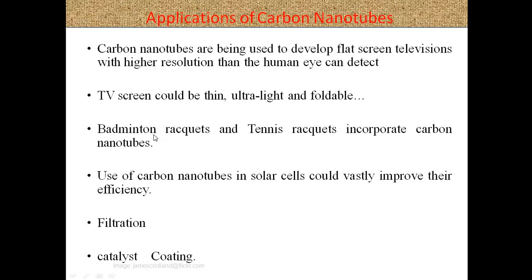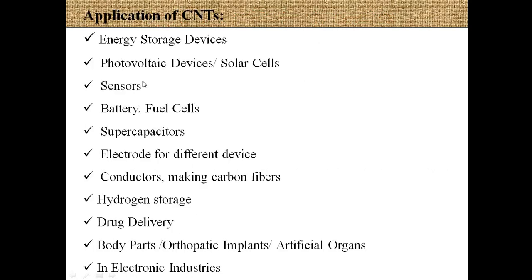Then the badminton racket, because as we know carbon nanotubes are the lightest and strongest material. So an application for this material is in the badminton racket; it is the lightest and strongest. Carbon nanotubes are incorporated in tennis rackets too. Carbon nanotubes can also be used in solar cells for increasing efficiency. They can be used in filtration, and as a catalyst for coating purposes. They can be used in energy storage devices like batteries and fuel cells, and in photovoltaic devices like solar cells.